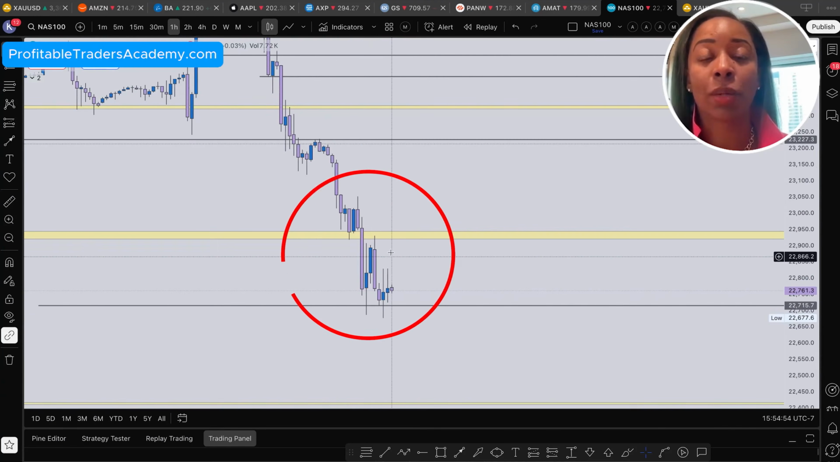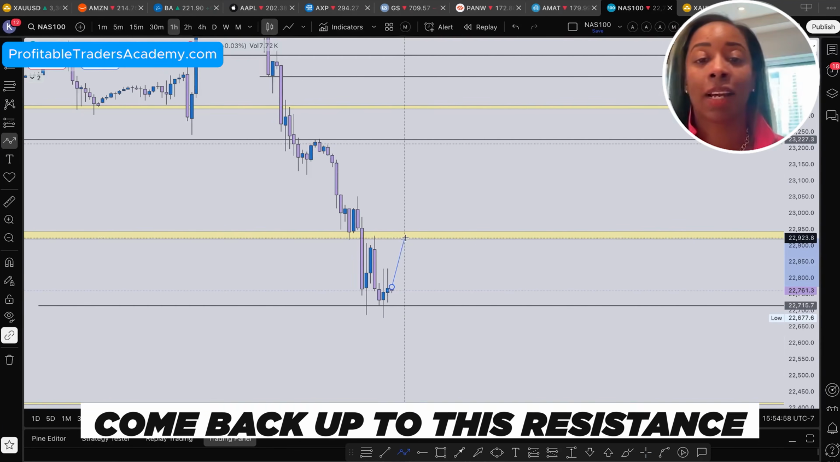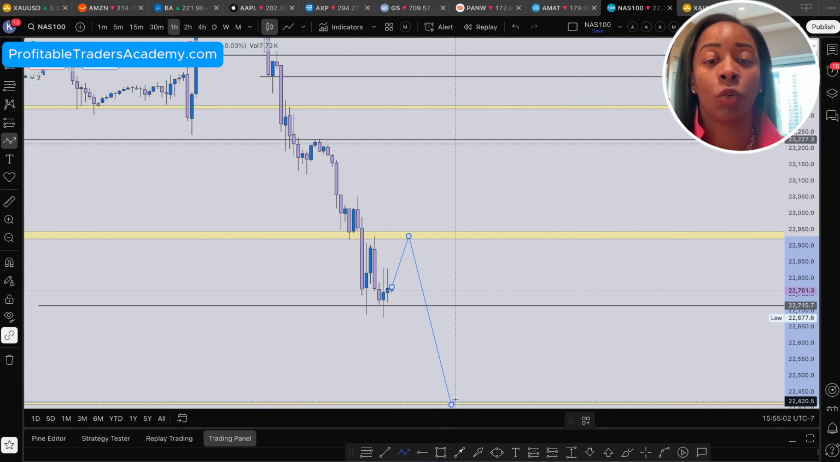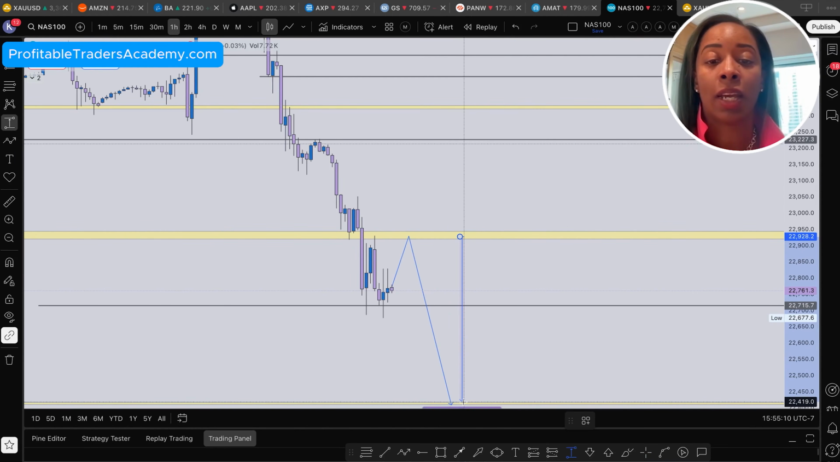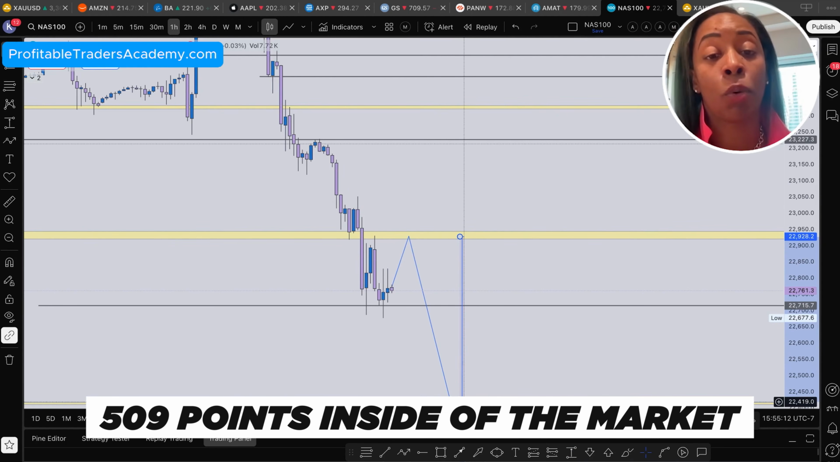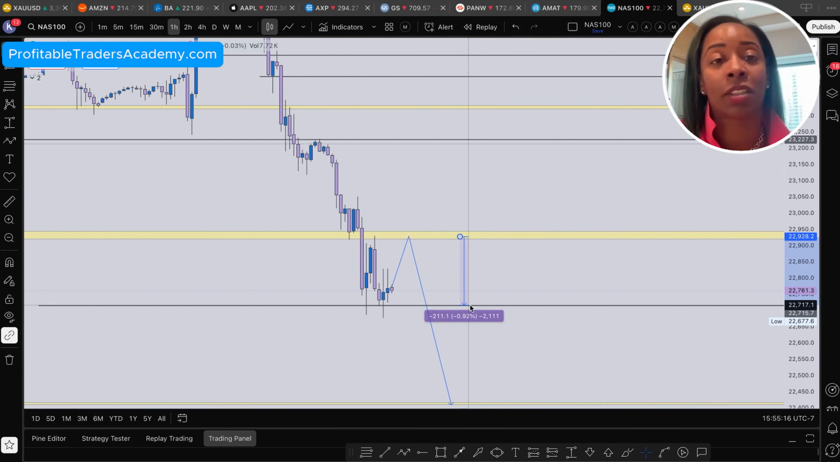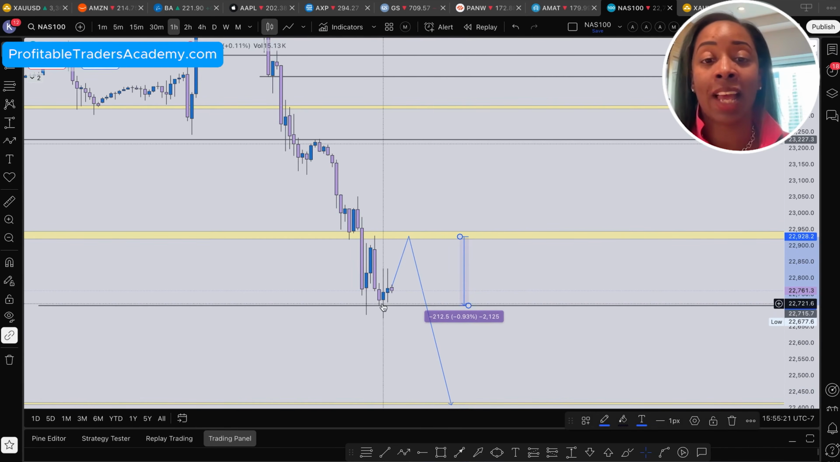Looking at most recent price action right here, my first idea for this market is for price to come back up to this resistance and potentially sell off to this level right here. So if we were to measure this zone right here, it will be from here to here. And this is 509 points inside of the market. And that is quite a bit. Price could also respect this level for a roughly 200 point drop right here at this zone.